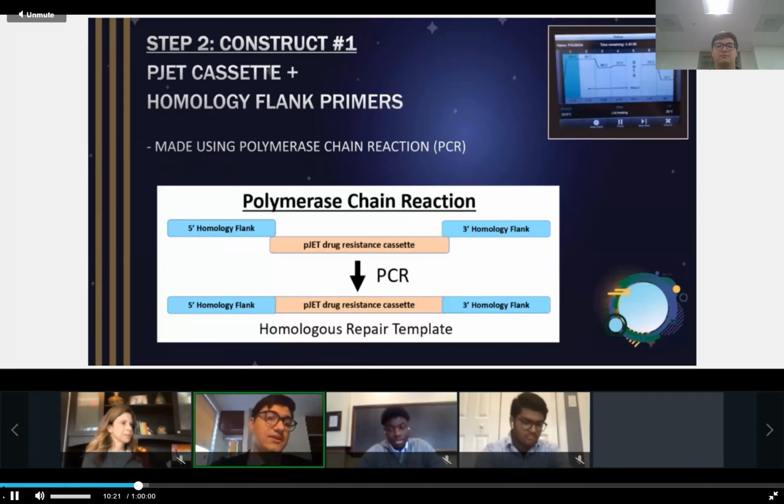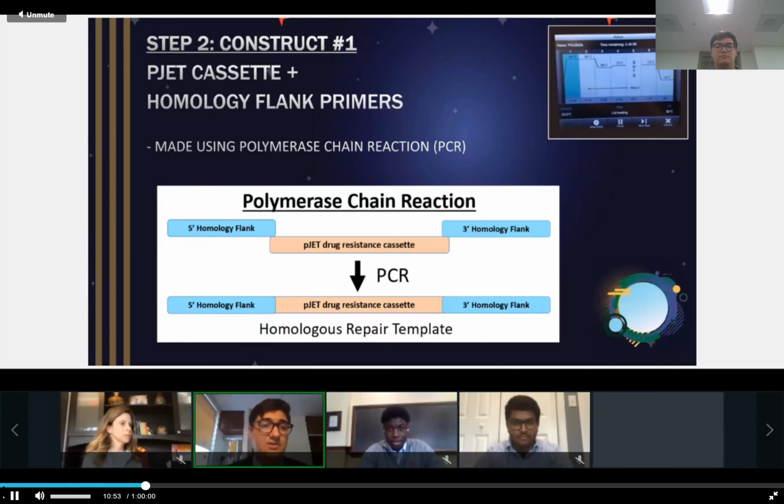So then the next step was I had to make a construct. And so this was the pJET cassette with homology flank primers. So the pJET cassette is a drug resistance cassette. And I used polymerase chain reaction, or PCR, to amplify this with homology flanks. And so as you can see here, we made a homologous repair template by adding the 5' and 3' homology flanks, basically connecting those to the pJET drug resistance cassette.